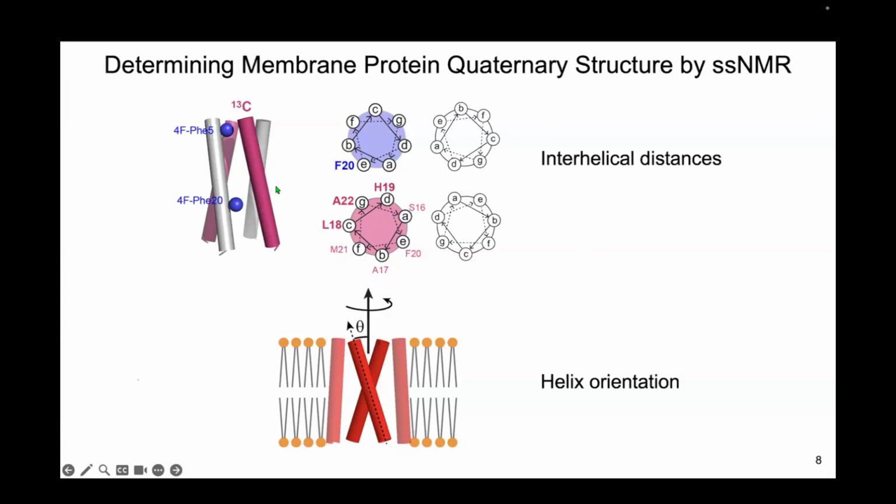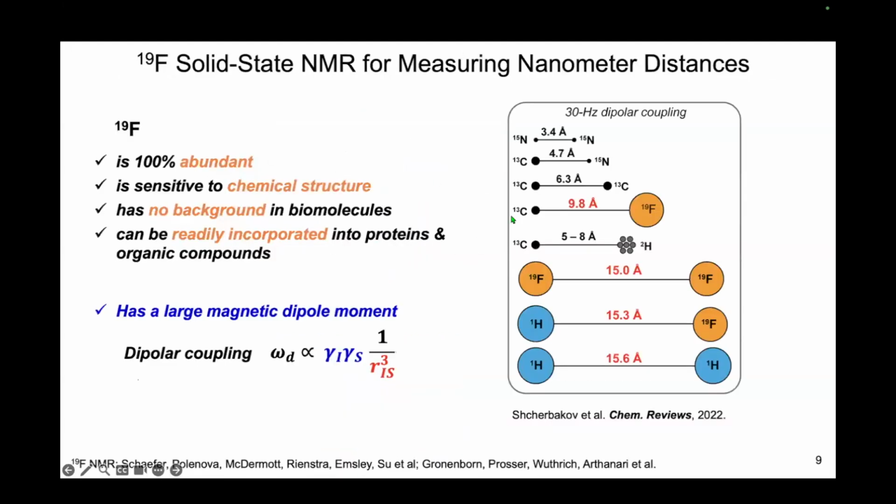Now, you can imagine these helix separations are roughly going to be on the order of about 10 angstrom, or a nanometer. With traditional carbon-13 or nitrogen-15 based NMR techniques, it's hard to measure distances in that range because the magnetic dipole moment for carbon and nitrogen is not very strong. This is the key reason that my group became interested in recent years to develop fluorine solid-state NMR methods to measure nanometer distances.